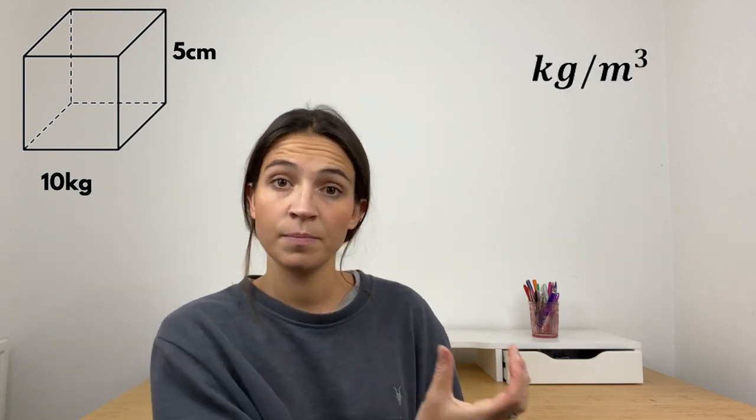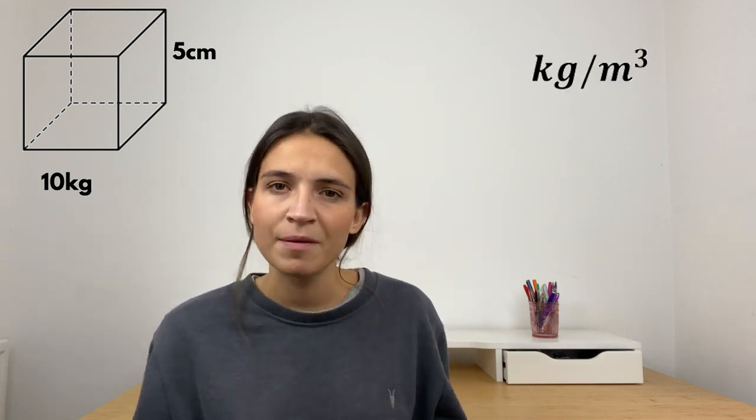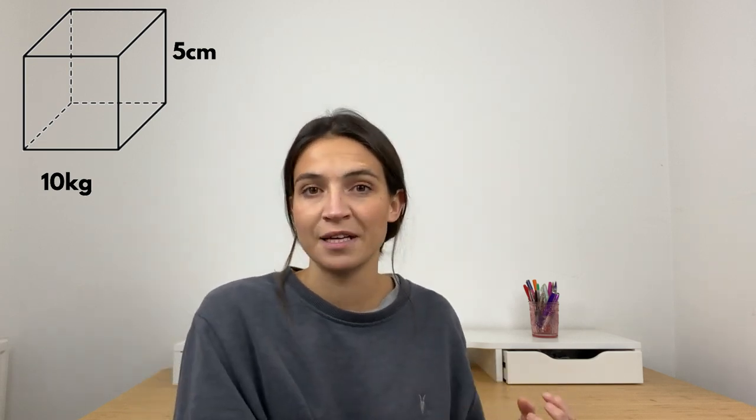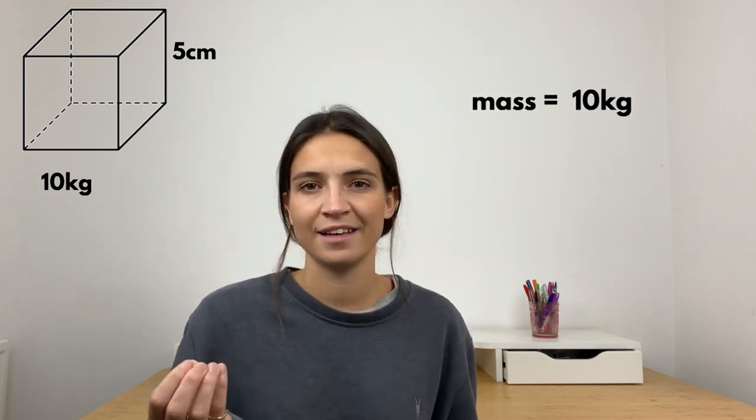You need to check the units of your density. In this particular question, density is in kilograms per metre cubed. So I need my mass to be in kilograms and I need my volume to be in metres cubed. So let's start by labelling my mass. That's easy. In this question, it is 10 kilograms.